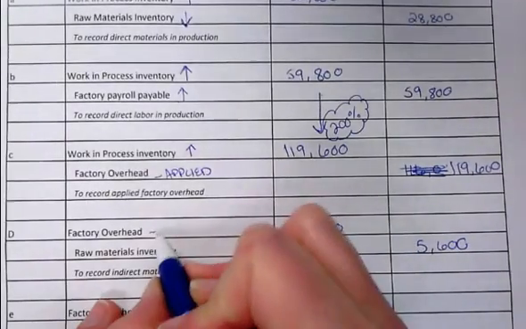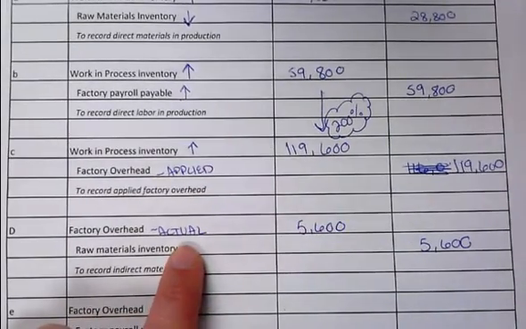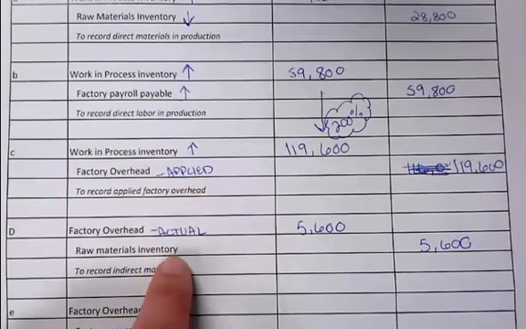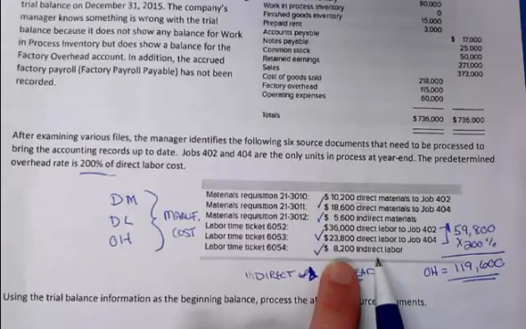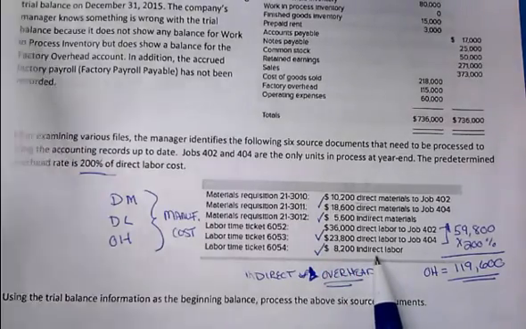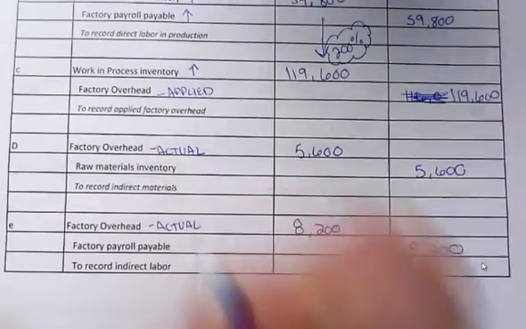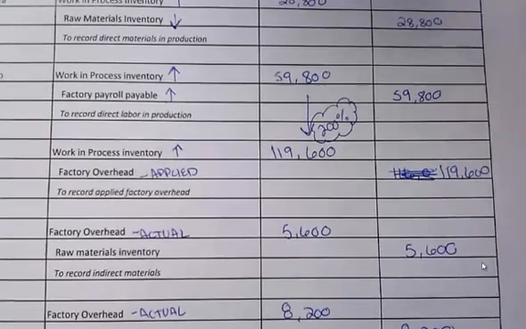Keep a note, this is actual overhead. This is the actual amount of materials that were indirect, as opposed to transaction C, where we had applied overhead through an estimated number. Applied and actual. And finally, we're going to show the labor that was indirect, also going into the overhead account, $8,200. That finishes the journal entries.